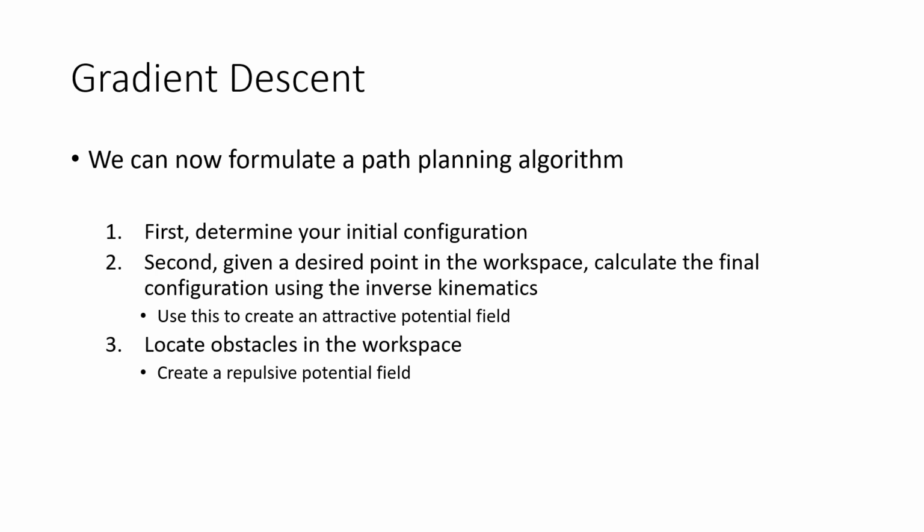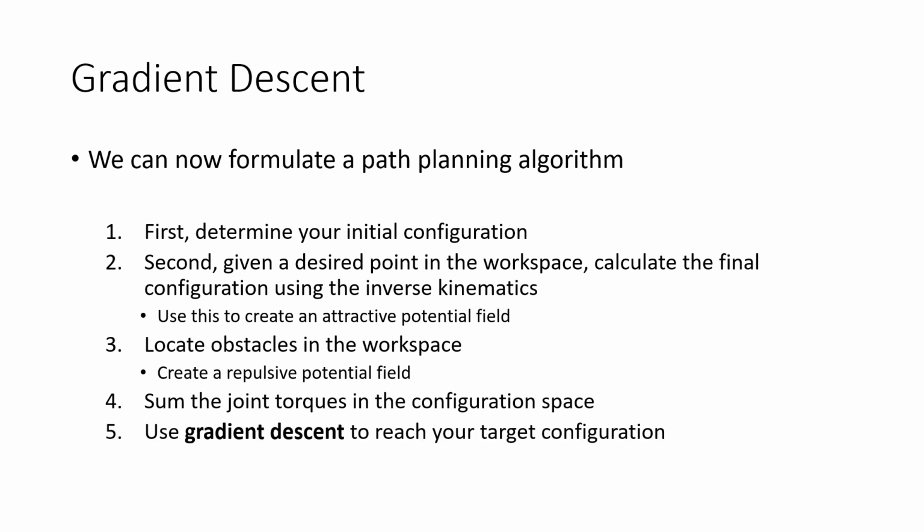Once done, you are going to locate the obstacles in the workspace and, on the basis of that, consider all the repulsive potential fields. Once done, you have to compute the joint torques in the similar fashion that we have done for the case of the two-link manipulator. Now, once done, you are going to use the gradient descent mechanism to reach your target configuration. But what is that? That is exactly the algorithm that we're going to define on the next slide.